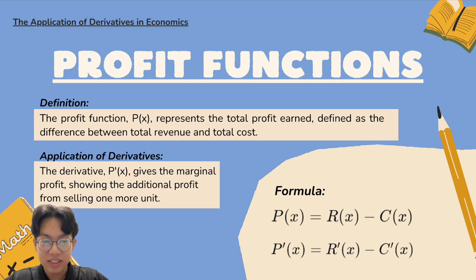Now, let's examine how calculus comes into play. The derivative of the profit function, P prime of x, is called the marginal profit. It measures the additional profit earned from selling one more unit. Mathematically, it is P prime of x equals R prime of x minus C prime of x. This shows that the marginal profit is the difference between the marginal revenue and marginal cost. Businesses use this to decide optimal production levels and maximize profits.